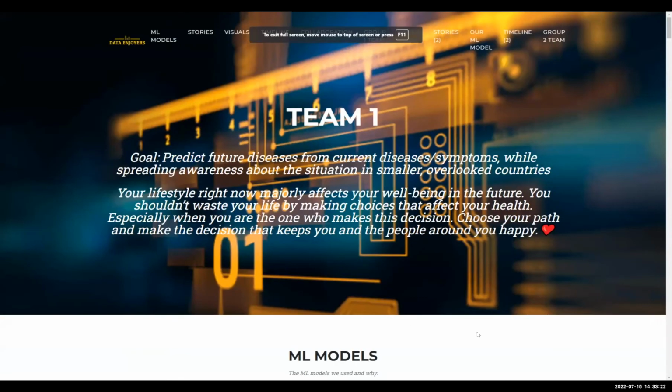So we are the data enjoyers, and before we start, we actually broke our group into two teams. So I'll be starting off with team one.